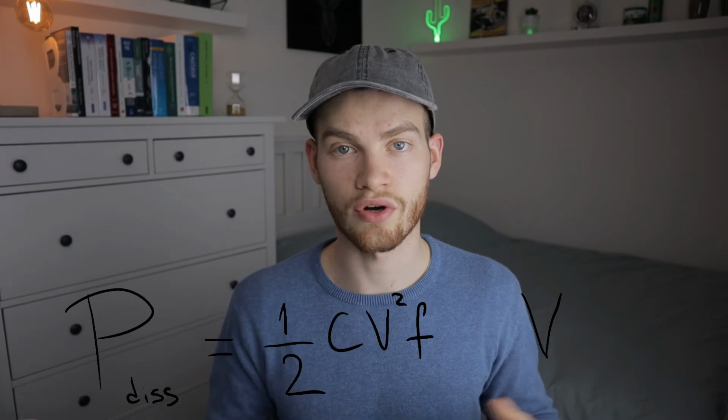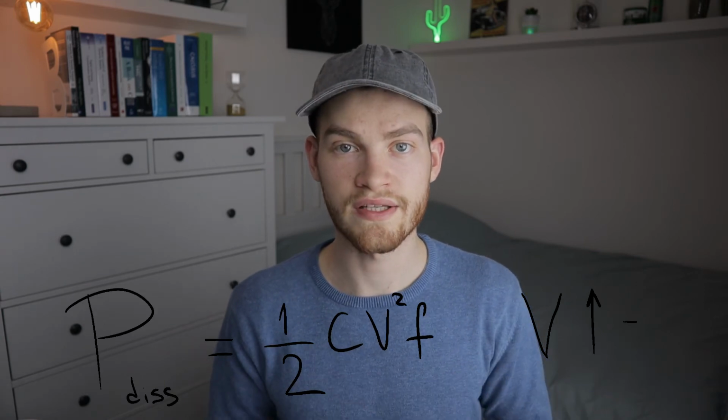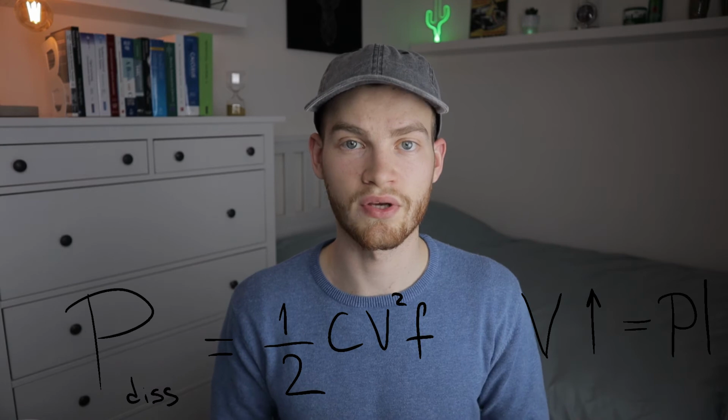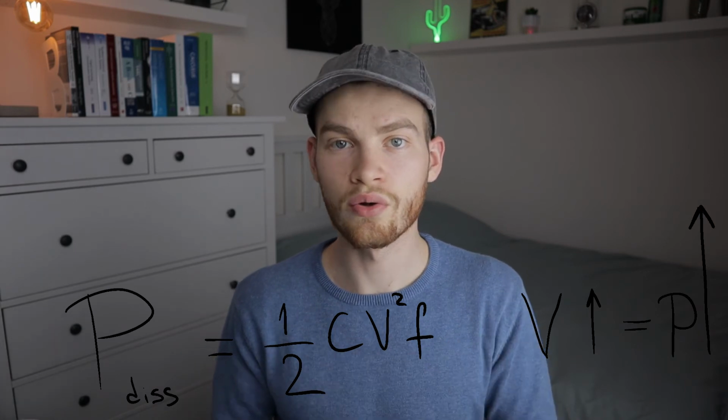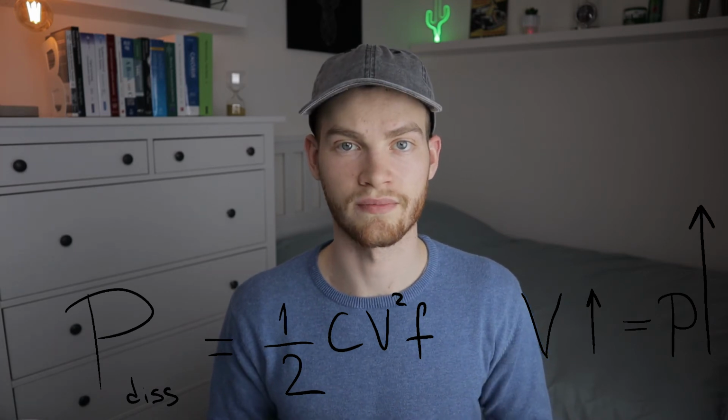The second thing is that increasing the core voltage of the CPU will increase the dissipated power of the CPU quadratically, which will also increase the temperature of the CPU. This means that if we double the core voltage of the CPU, the dissipated power will quadruple, or in other words, get 4 times higher.